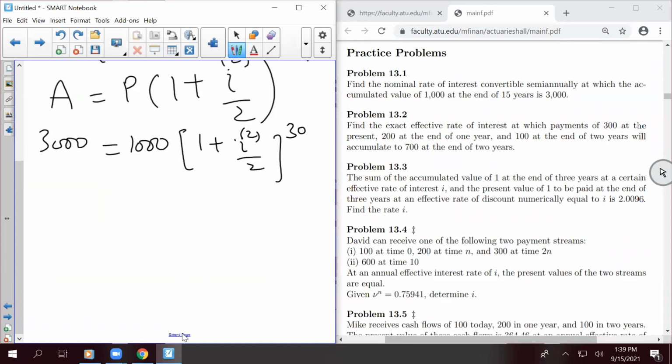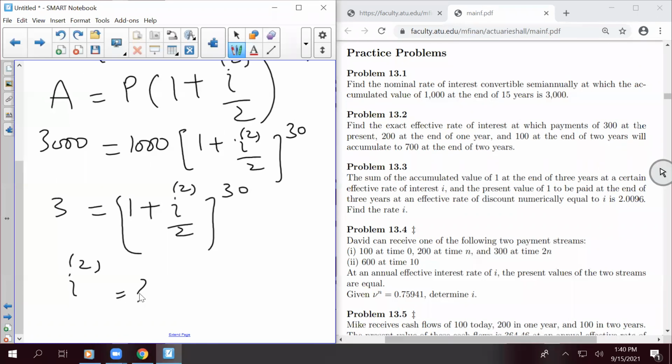So we first divide by 1,000. So we get 3 equals 1 plus I2 over 2, to the power 30. And what do we get eventually for I2? Let's take the 30th root, subtract 1, and then multiply by 2. 0.0746 looks a familiar number. 7.46%.